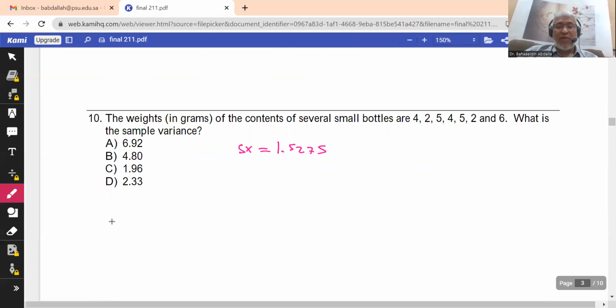1.5275. So you raise it to the power 2 because I need the sample variance. And when you square it, you just press x square. It will square it, and you will find that the answer is 2.333. So that's D.